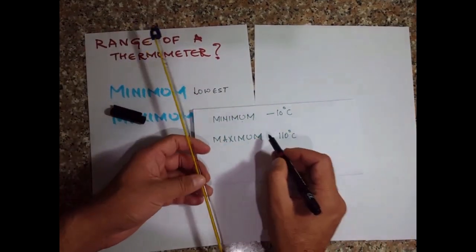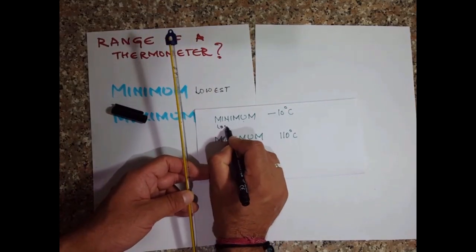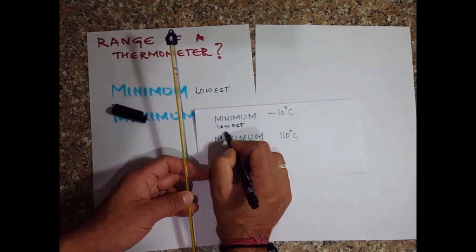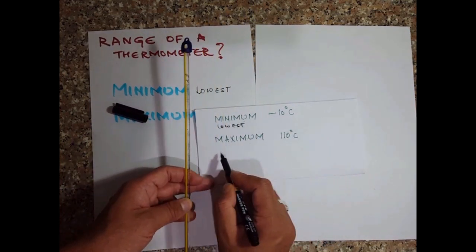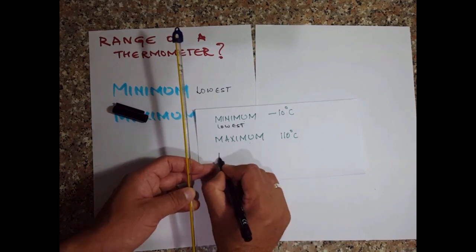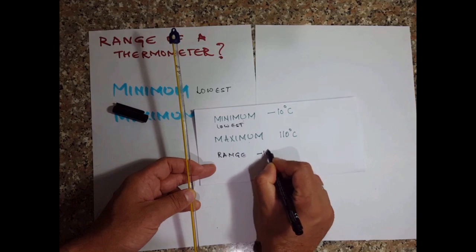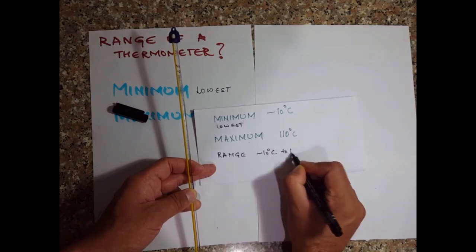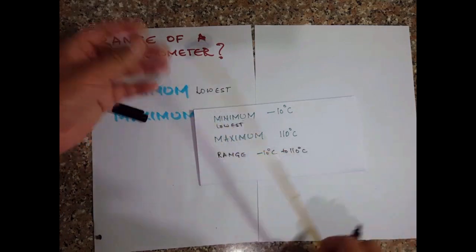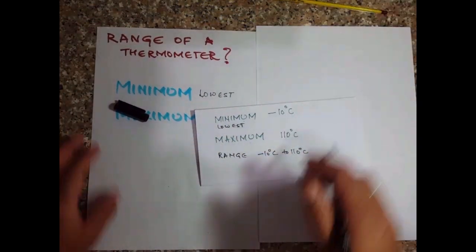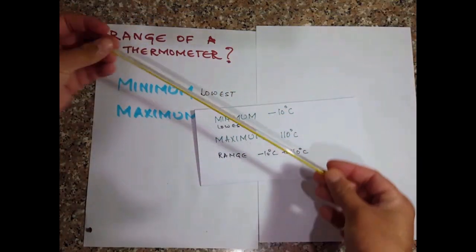So the least value, the minimum value, or the lowest temperature. So for minimum, the word lowest can also be used. So the lowest temperature this thermometer can measure is minus 10 degrees and the maximum is 110 degrees. So the range of this thermometer is minus 10 degrees Celsius to 110 degrees Celsius. Now, I hope this was easy to understand. Let us look at a little bit more complicated example. And for that, I have another thermometer here.